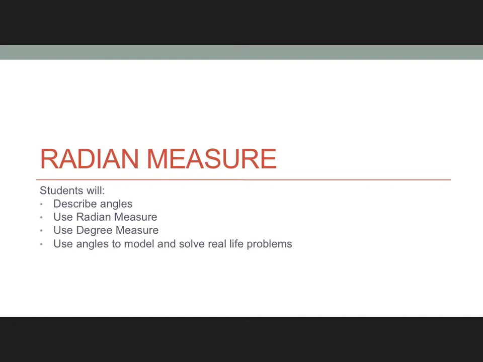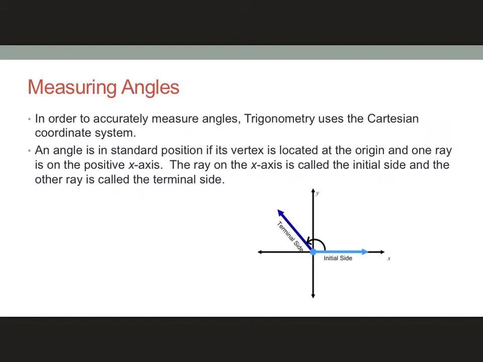In this unit, we will learn about radian measure and coterminal angles. In geometry, we always measured angles between 0 and 180 degrees, but in trigonometry, we can measure any angle, even negative angles. In order to do this, we must place the angle on the Cartesian coordinate system.